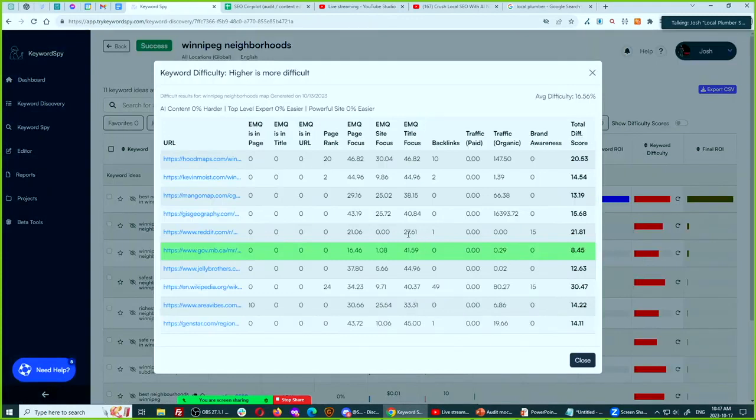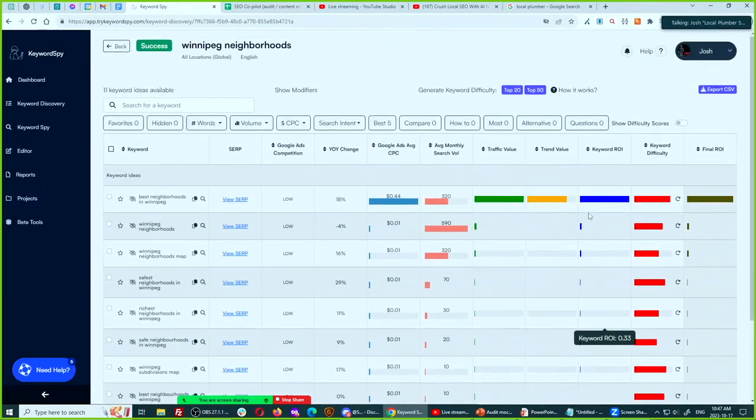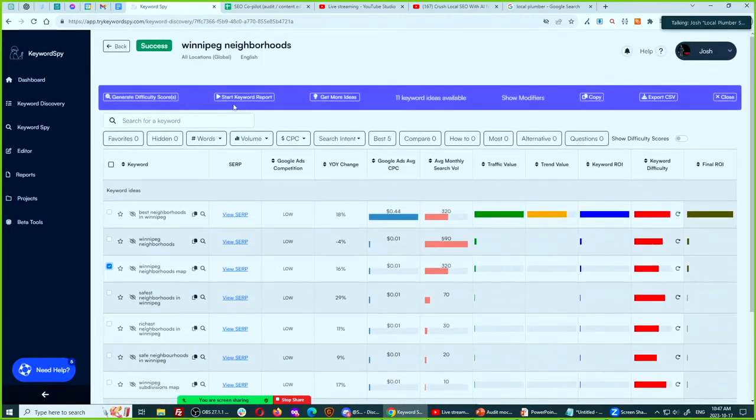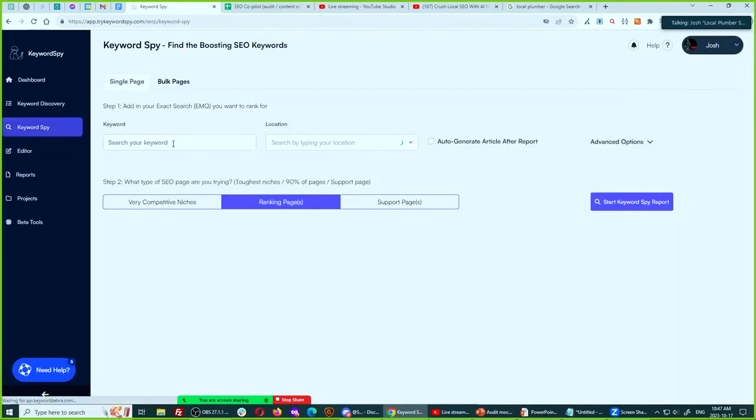You can see the difficulty is super easy, and you can pick those pages and you can rank for them. And then you just pick the first 10 or whatever it is. And then what you would do is you would run a keyword report. A keyword report, or keyword spy is what it's called here. You could do single pages or bulk pages.